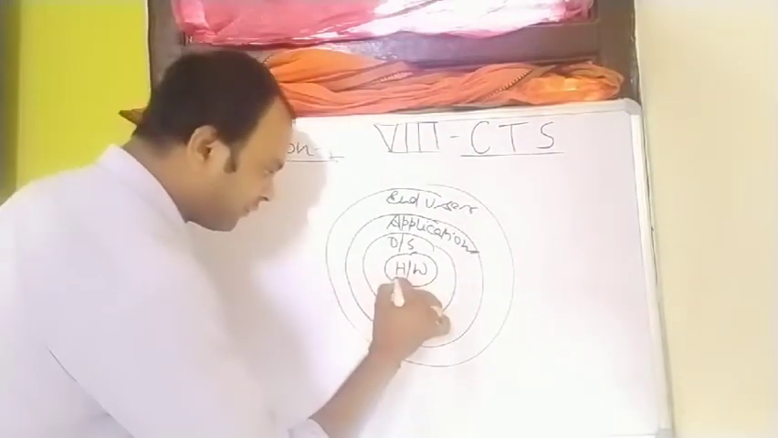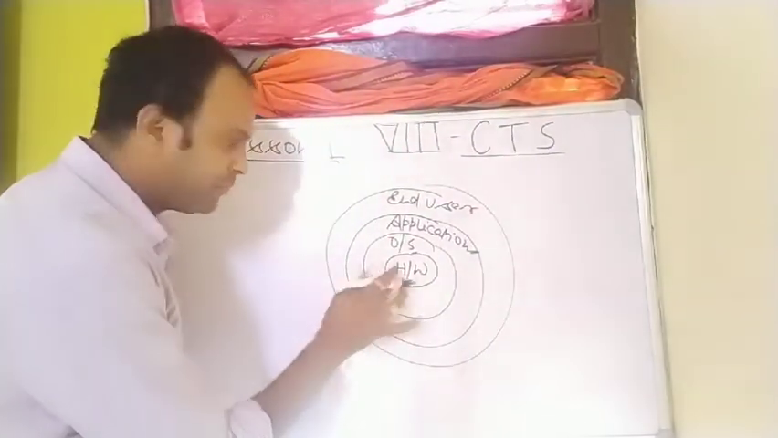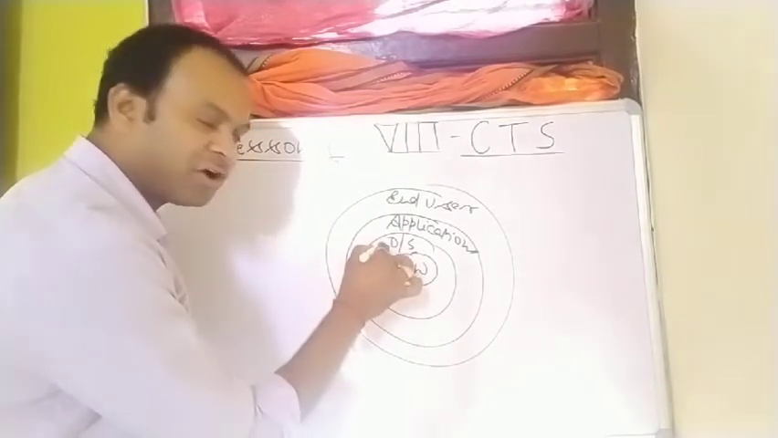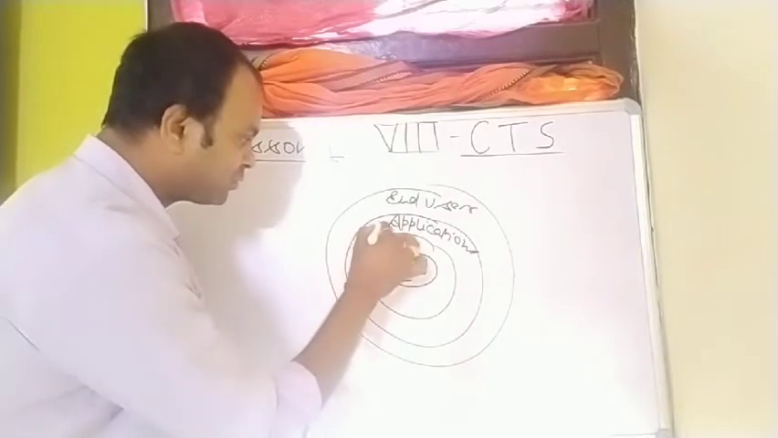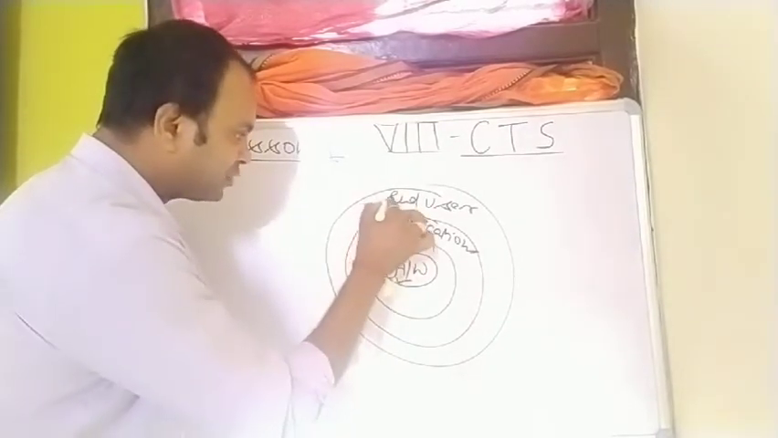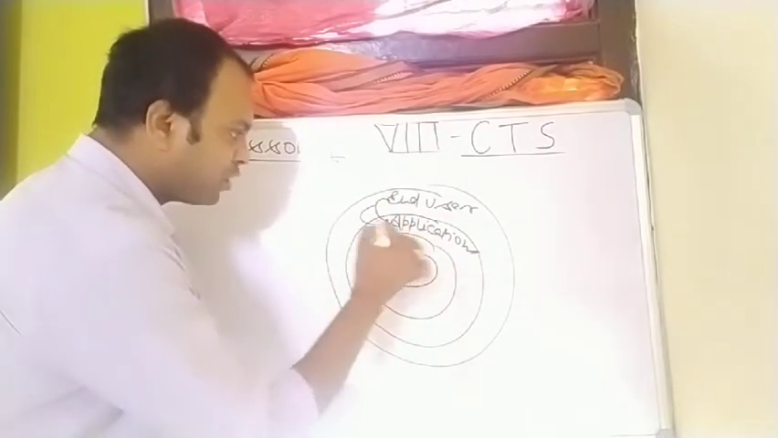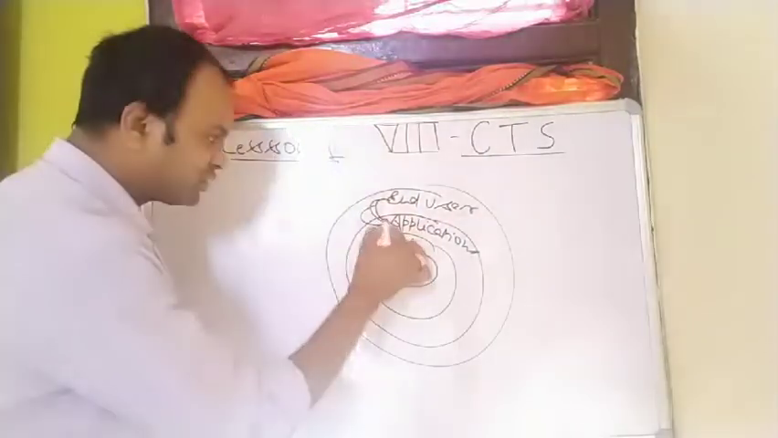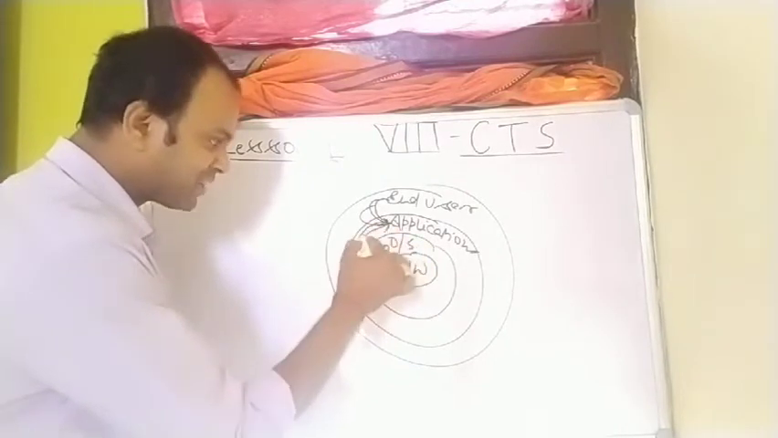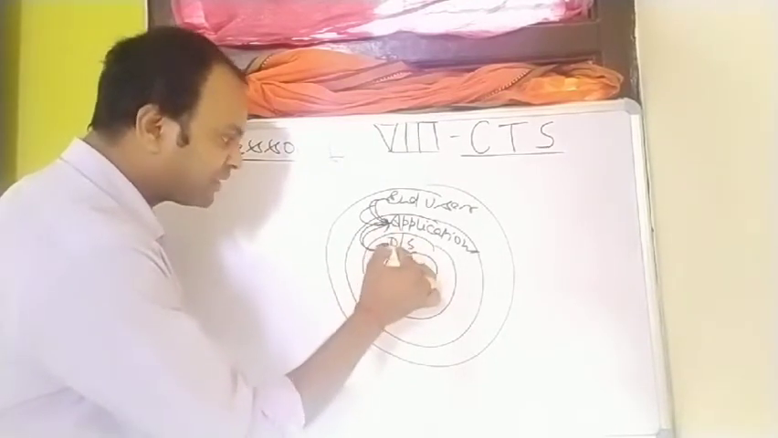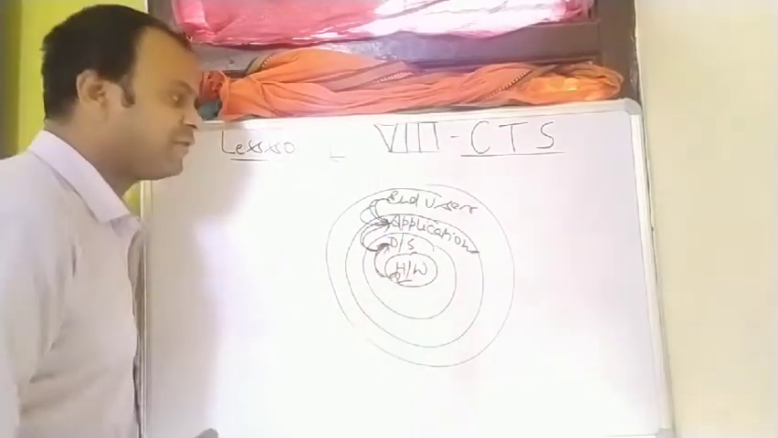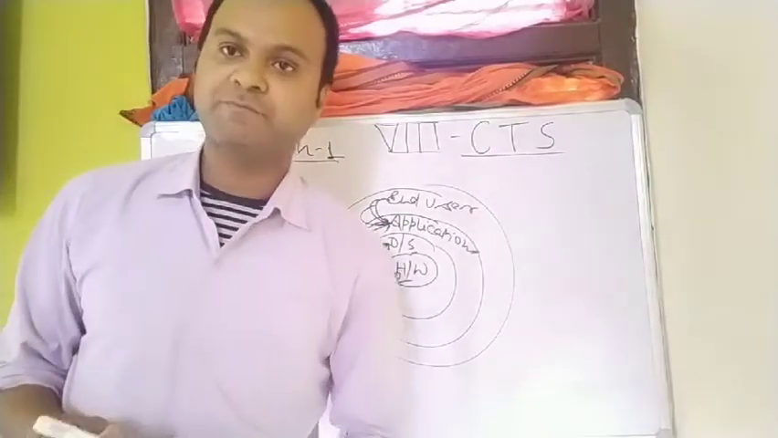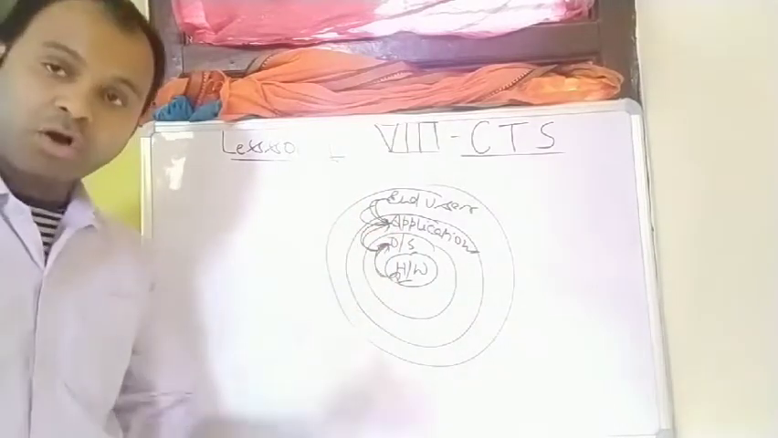At the first layer, hardware. The hardware will interact with the operating system, and after the operating system, applications are installed and the end user will access them. Now see, there is a hierarchy level here. The end user will use these applications, the applications will interact with the operating system, and the operating system will interact with the hardware part. This is the hierarchy level of how your operating system works in your computer.